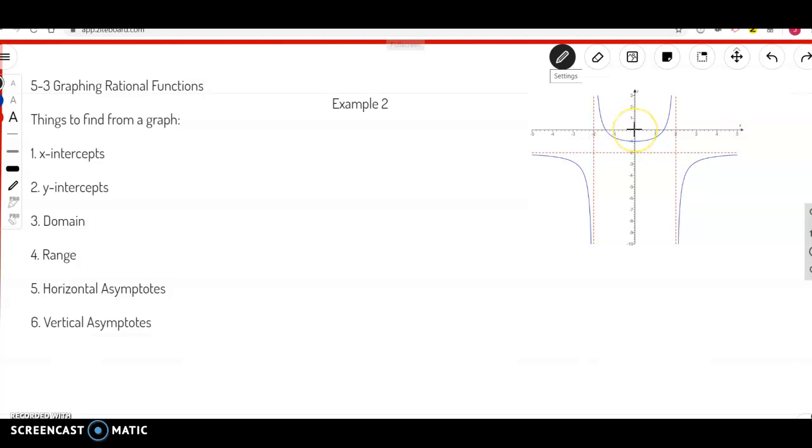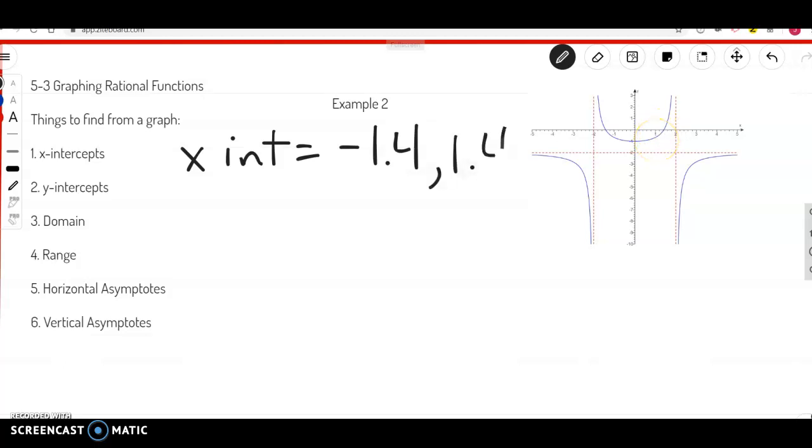So this graph is going to cross the x-axis at -1.4. So we're going to have one of the x-intercepts at -1.4. And we'll do the same thing on the right side. We go over here, 2 tick marks past 1, so that's at +1.4. And so we have our x-intercepts.